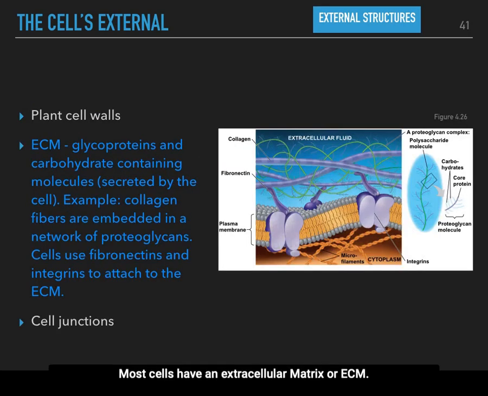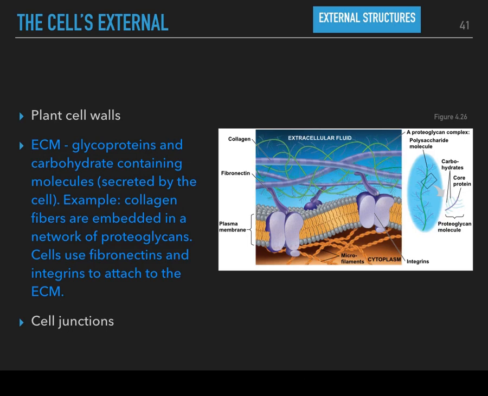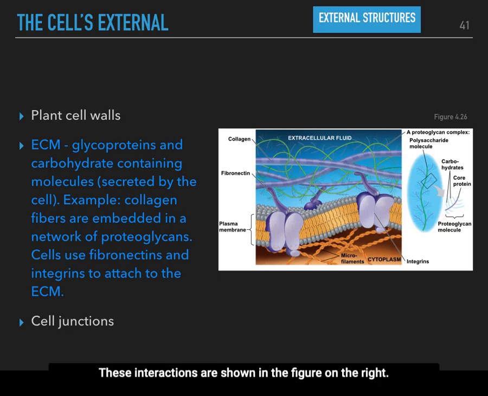Most cells have an extracellular matrix, or an ECM. These are made up of glycoproteins and carbohydrates that are created by the cell and used to attach to neighboring cells or the surface on which the cell is grown. An example of an ECM is collagen, which connects to the cell through fibronectins and integrins. These interactions are shown in the figure on the right. There are fibronectin molecules that are attached to the lipid bilayer of the cell, and these fibronectin molecules attach to the ECM molecule collagen.